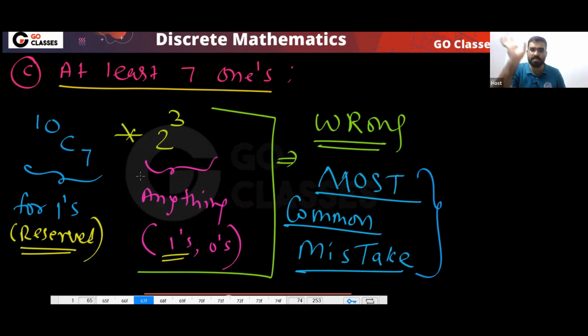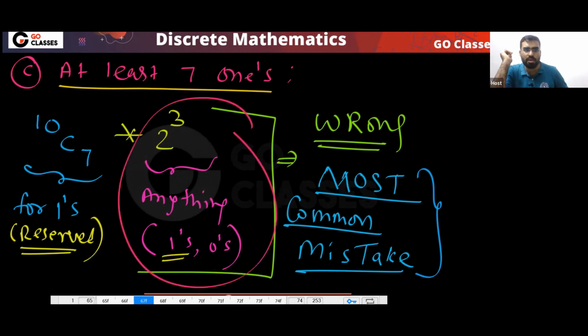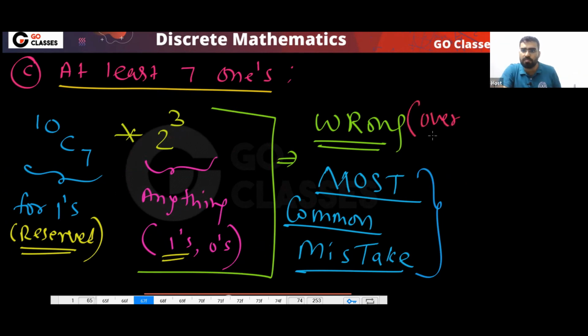Because of this situation, always overcounting will happen. You are reserving these for ones, and you are again allowing ones in the remaining positions. So in this situation, always overcounting will happen. This is the most common mistake, and we have done overcounting.